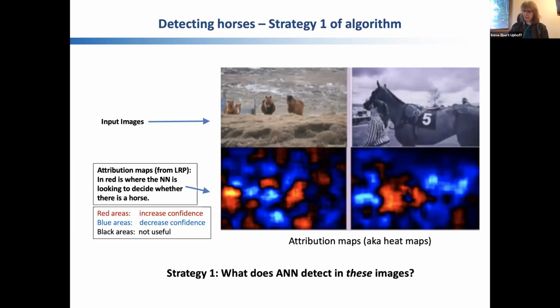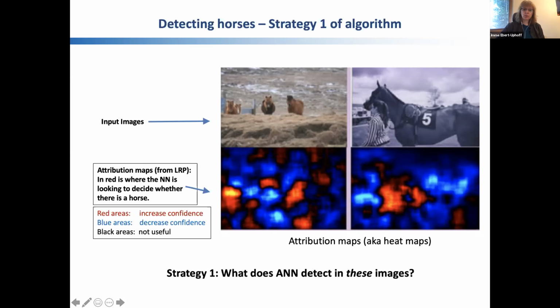Let's say you train your neural network and it's trained to detect horses. And now we're looking at two images at the top over here that the neural network has decided contain horses. At the bottom, what you see is what we call a heat map or attribution map. So this one belongs to this one, and that one belongs to this one. So what you see is basically an overlay. You can take this image here and put it on top of this one, and it will tell you where was the neural network looking when it decided that there are horses here.